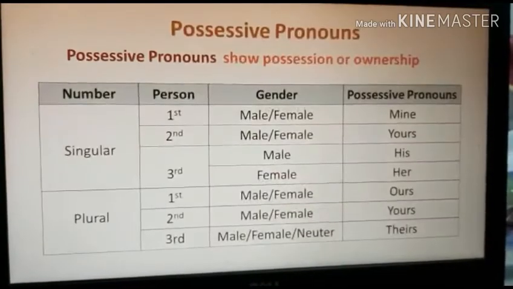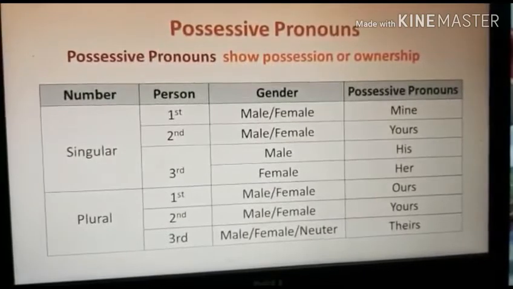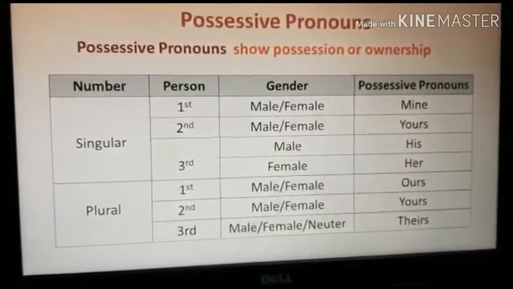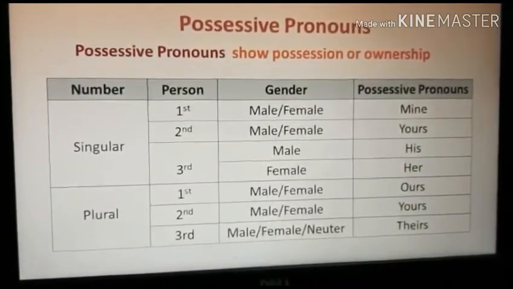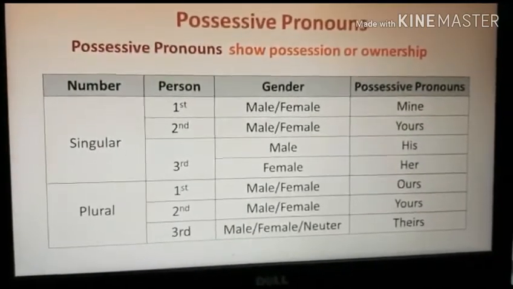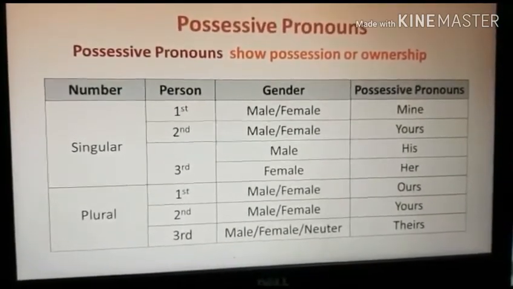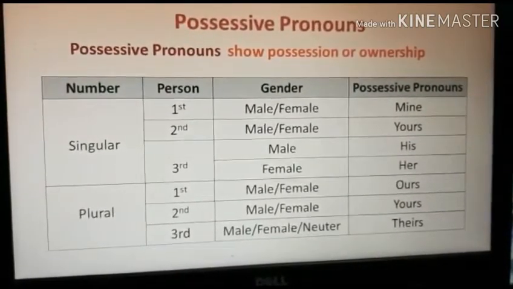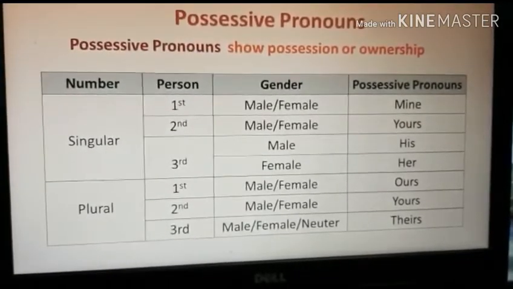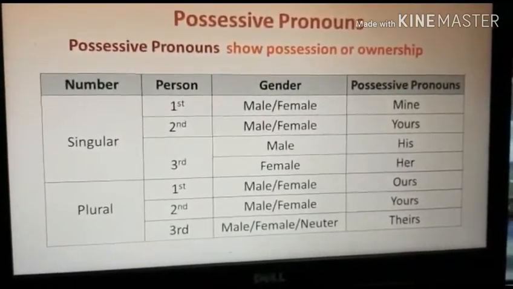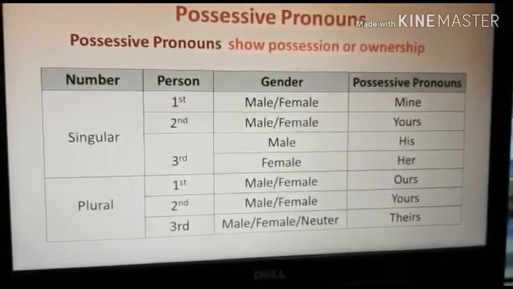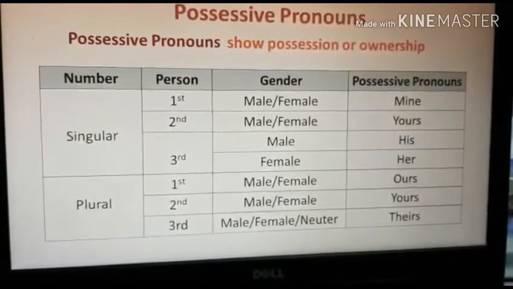The second form of pronoun is the possessive pronoun, which refers to possession or ownership. To understand this form better, let us look at the table in the slide. There are 4 columns in the table. The first one is number, which explains singular or plural form. The second column is the person, which indicates first person, second person, and third person in both singular and plural. The third column denotes gender, and in the last column, the possessive pronouns are indicated.